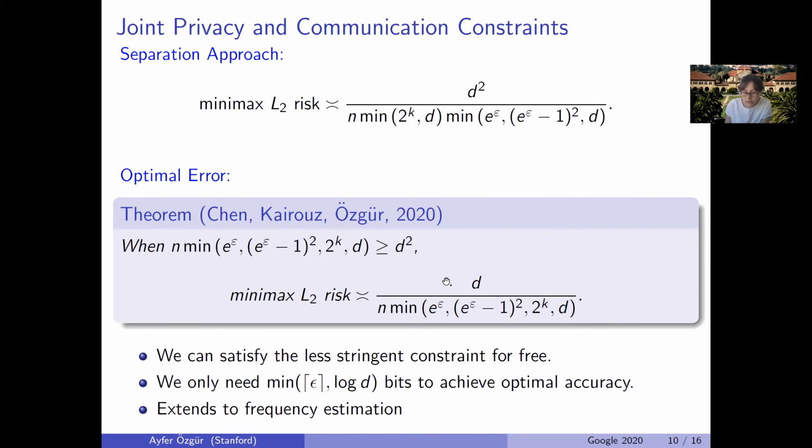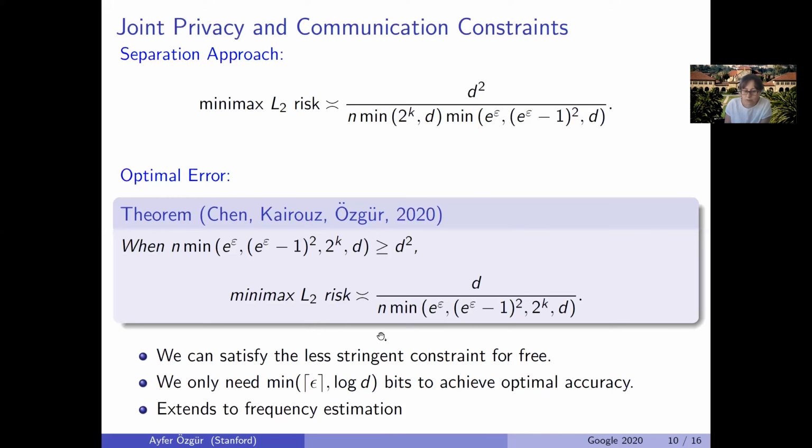And if you look at this expression, you see that you don't have this d squared term anymore. You don't have the double penalty. And indeed, your risk here will be dictated by the more stringent of the two constraints, and the less stringent constraint can be satisfied for free. Okay, you're not penalized twice anymore.